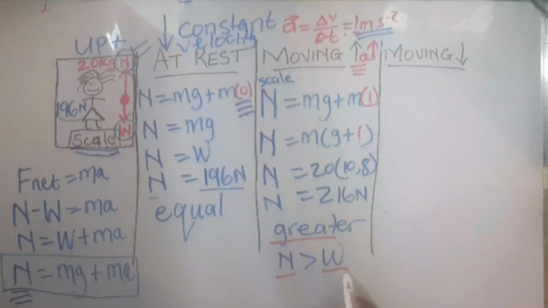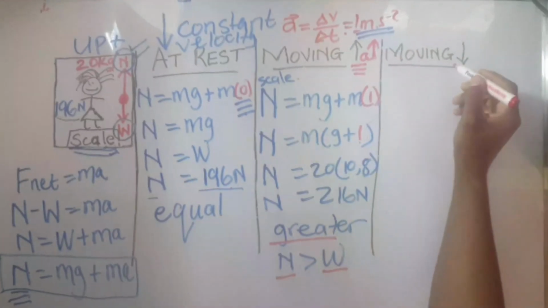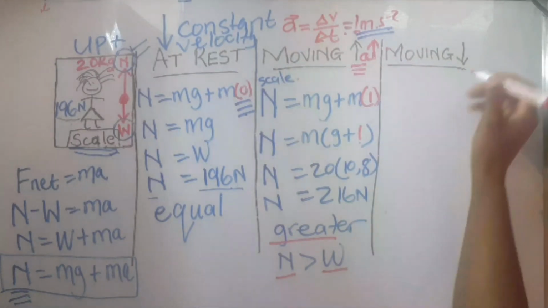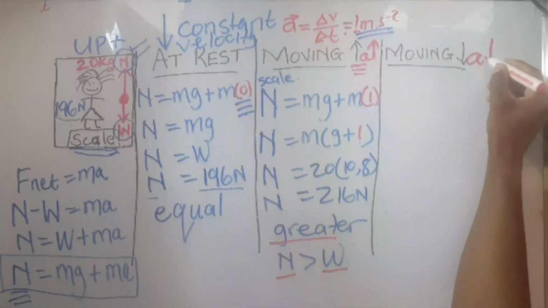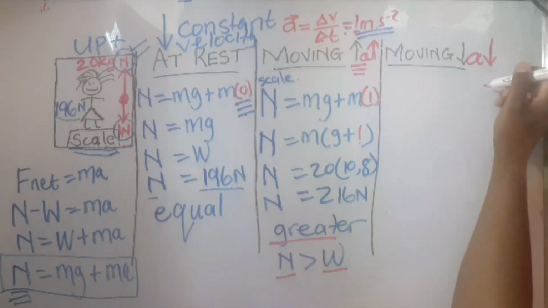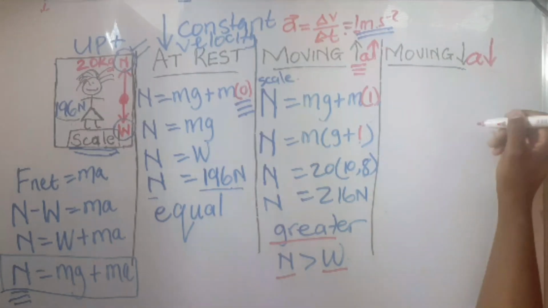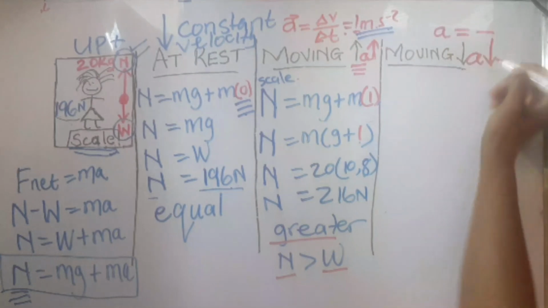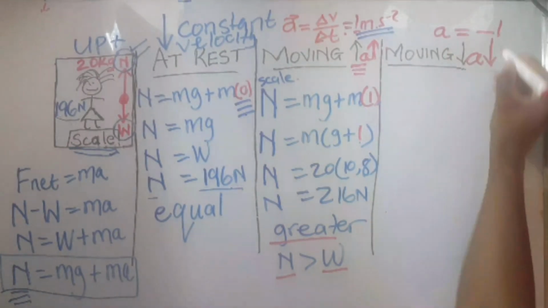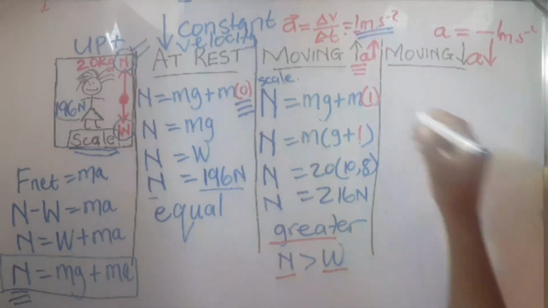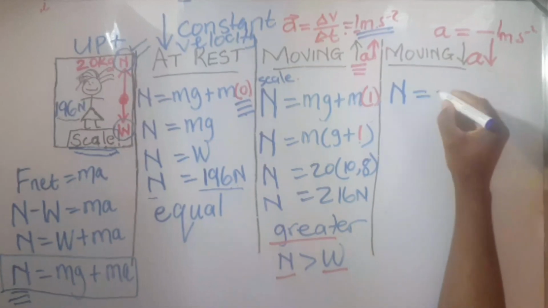Now, last example, what happens when a lift is accelerating downwards? That means that it is losing speed as it moves downwards. This is the lift moving downwards. It is not gaining speed, it is losing speed. So in this situation, let's look now at the value of the normal force.